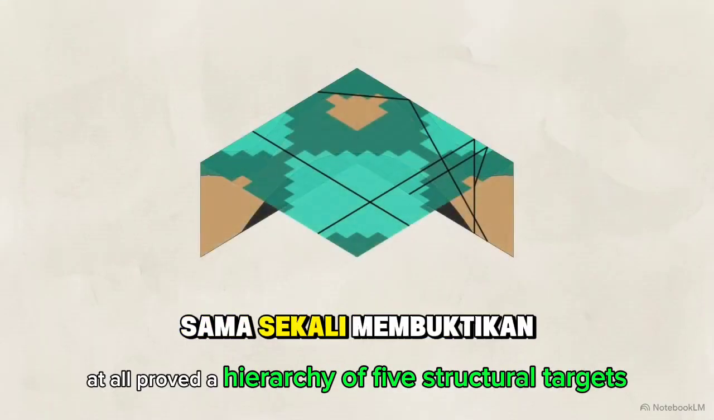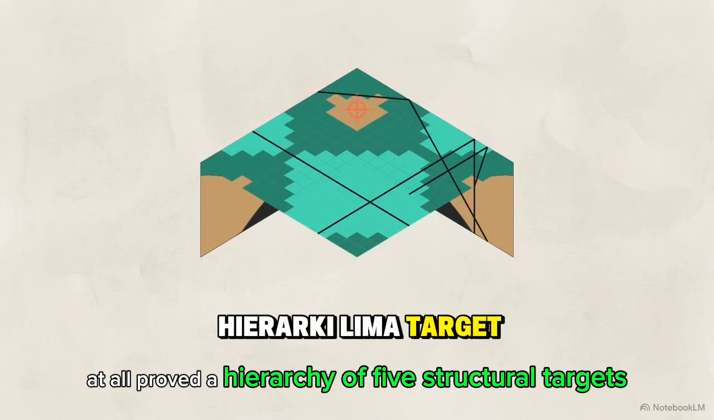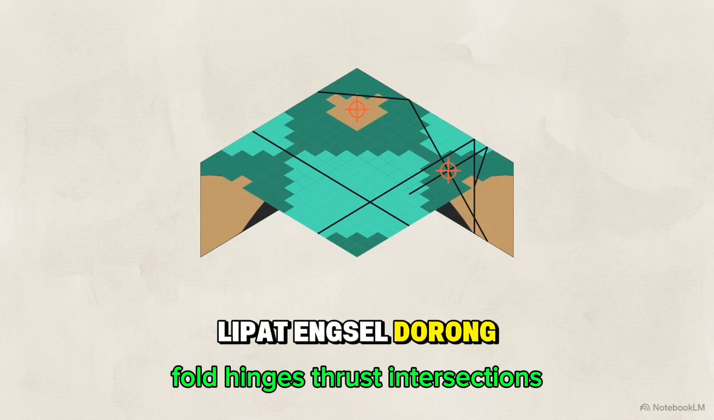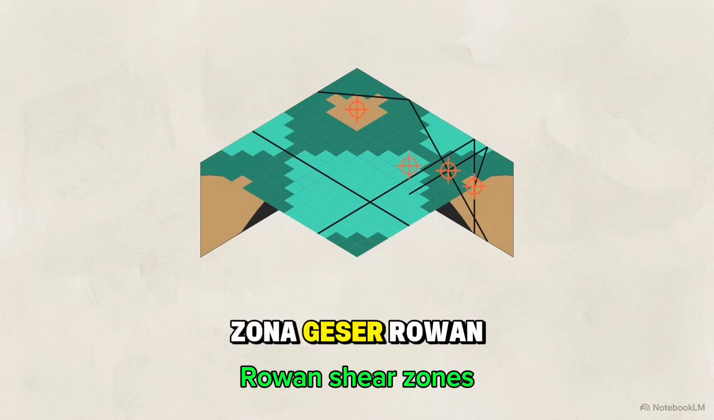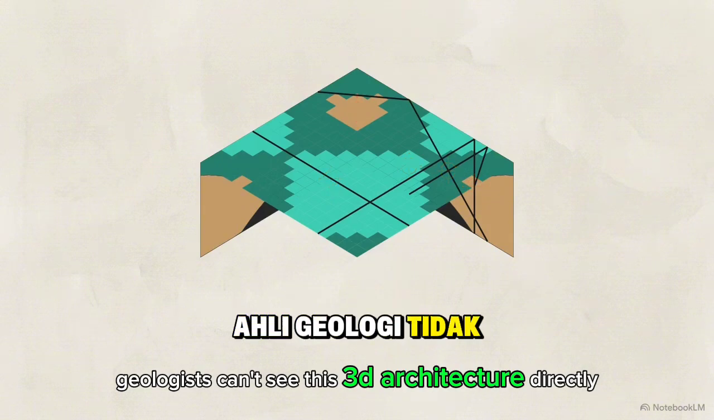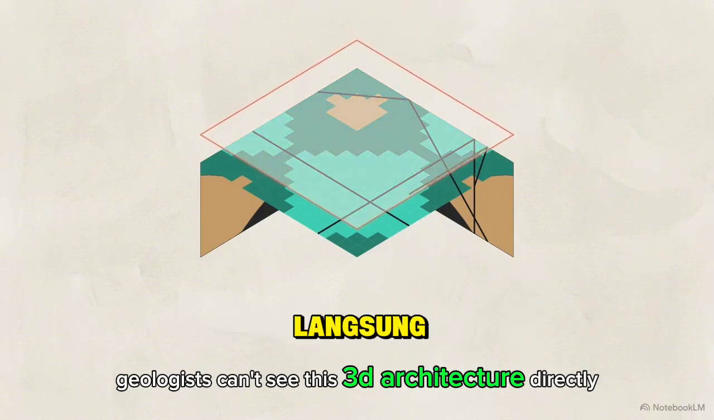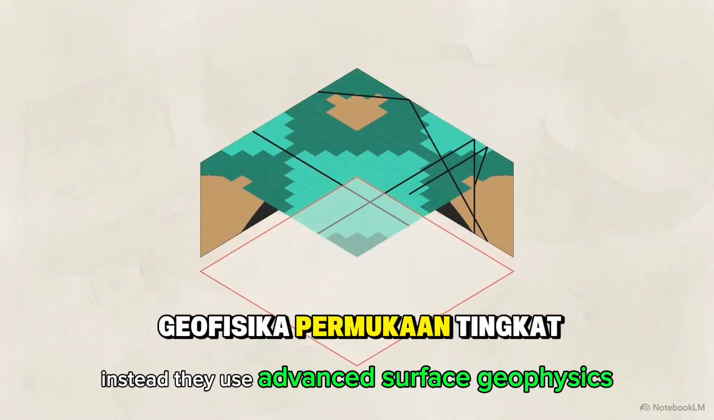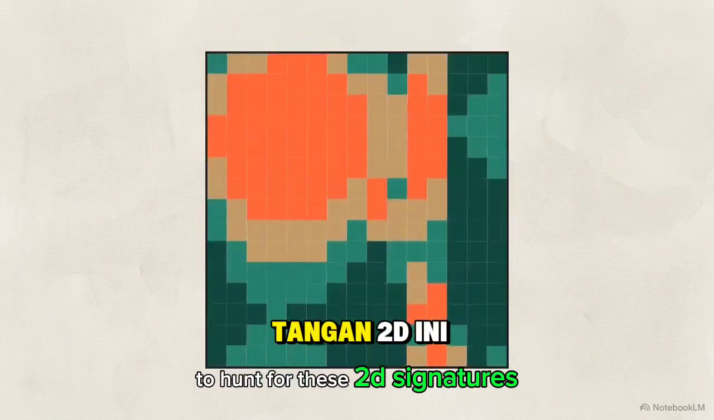John et al. proved a hierarchy of 5 structural targets: fold hinges, thrust intersections, Roan shear zones, basement dome contacts, and cross faults. Geologists can't see this 3D architecture directly. Instead, they use advanced surface geophysics to hunt for these 2D signatures.